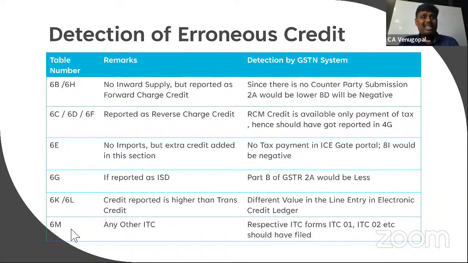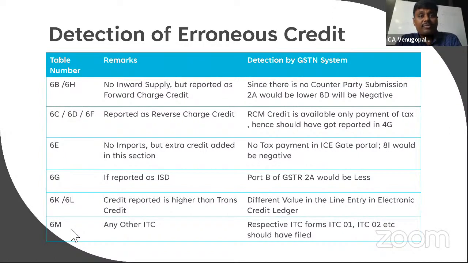In case you report it in 6G, that is an ISD credit. So your own ISD should have reported it. Again, ISD credits are visible in 2A, so you should be able to see that these credits are available. If you are putting it into 6K to 6L, these are direct credits to the electronic credit ledger. So you should have filed a TRAN return or ITC 01/02. So you cannot technically force-fit your credits into any of this unless there is a genuine case.